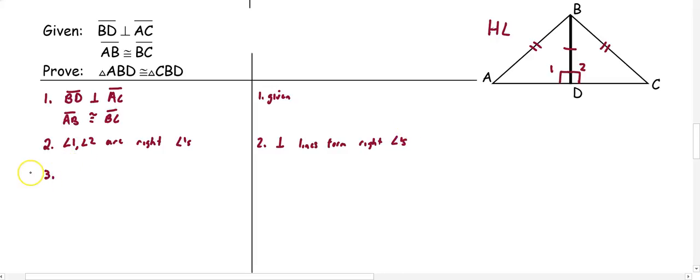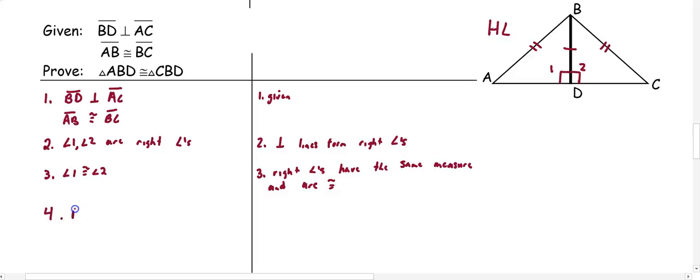And then in step 3, now that we know they're right angles, we can say that they're congruent to each other. So we're going to say angle 1 is congruent to angle 2. And our reason here is that right angles have the same measure and are congruent. Then in step 4, we also need to mark our third piece of information, which is that BD is congruent to itself by reflexive property.